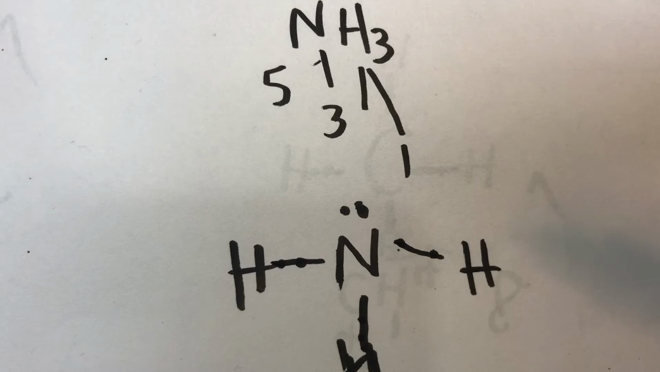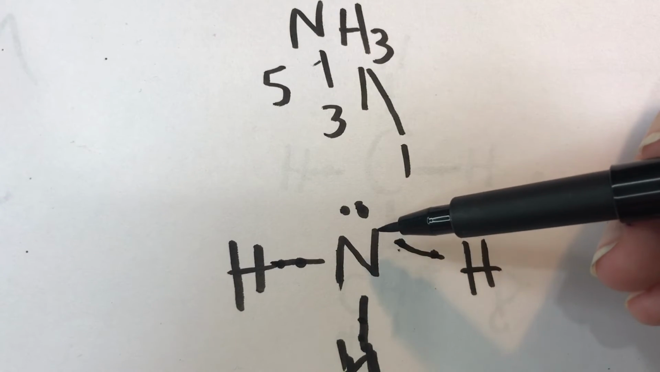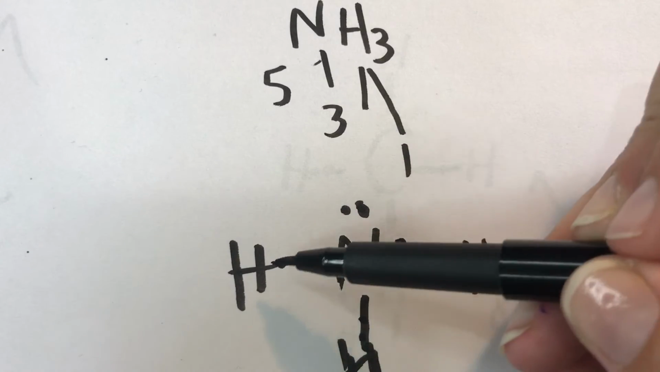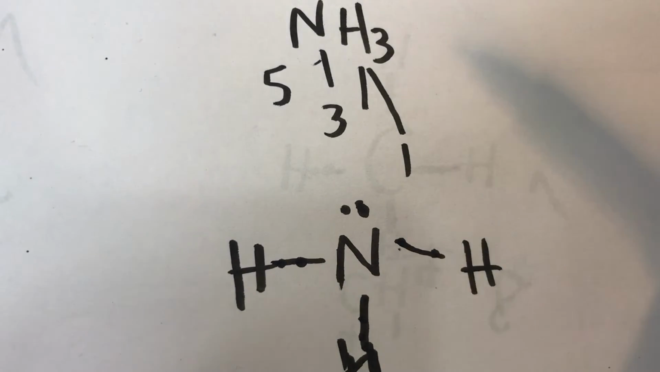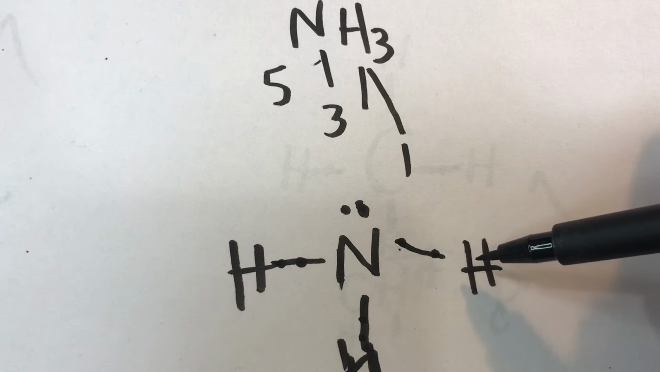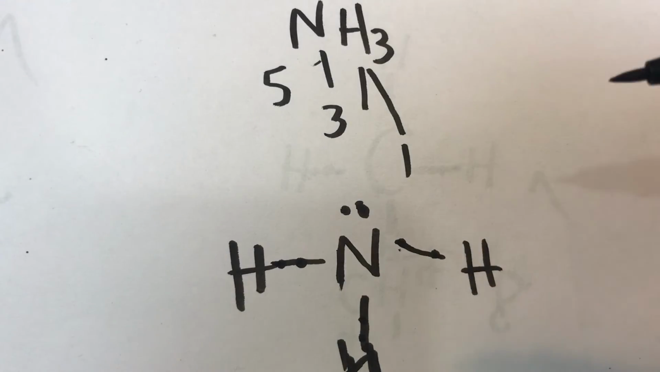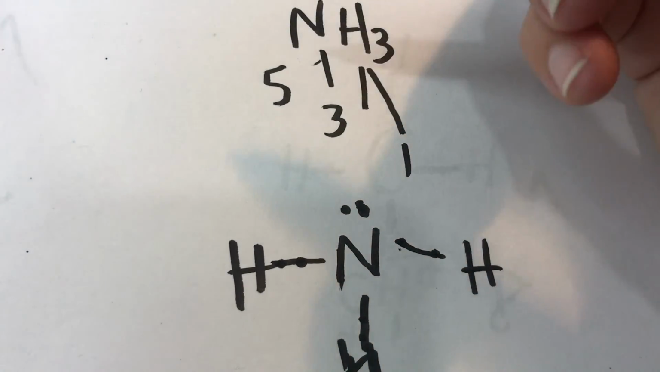And so now we can count up our valence electrons. Nitrogen needs 8: 2, 4, 6, 8. So nitrogen is stable, and each hydrogen needs 2: 1, 2, 1, 2, 1, 2. So our hydrogens are stable.